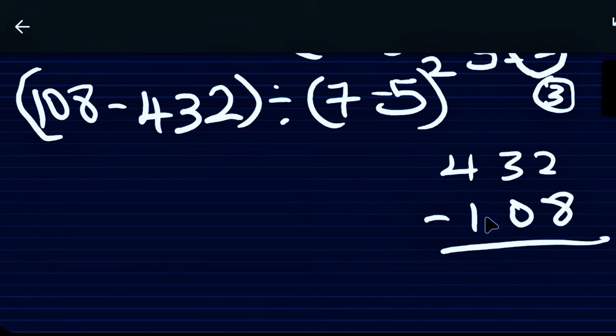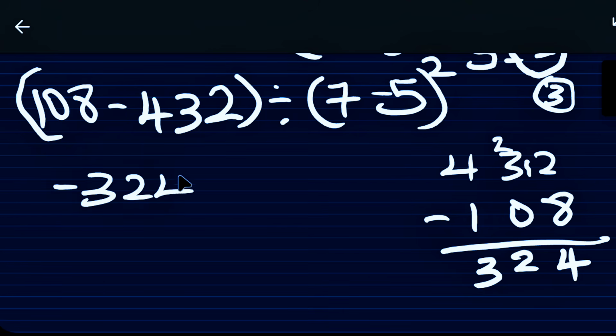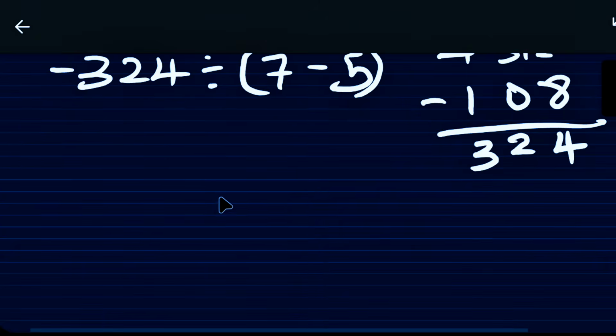Later we'll rewrite it. So from here, 2 minus 8 is not possible, so we'll take 1 here, and here will be 12, while this one is remaining 2. 12 minus 8 will give us 4, and 2 minus 0 is 2. 4 minus 1 is 3. So we are going to have 108 minus 432 give us minus 324. Then divide by open parenthesis 7 minus 5 all squared.